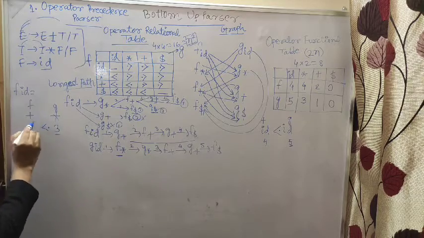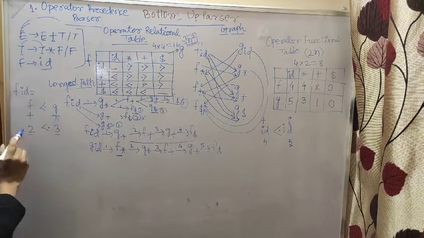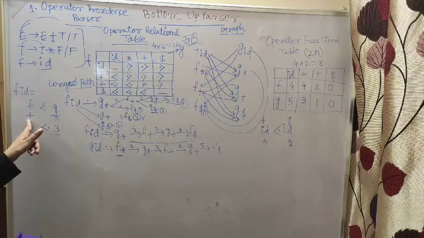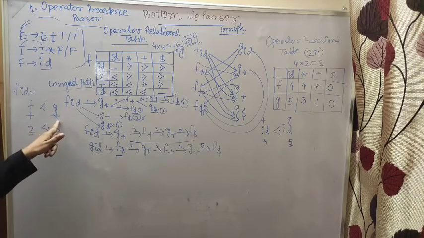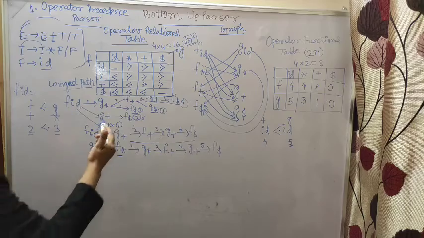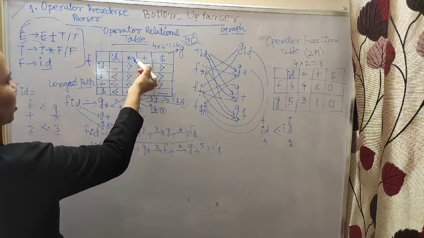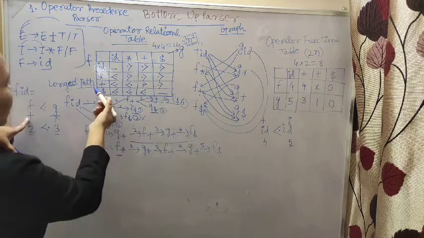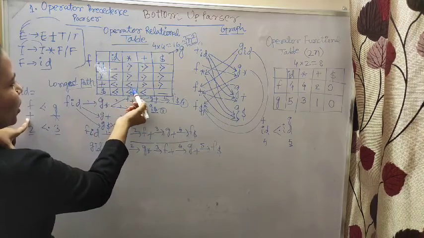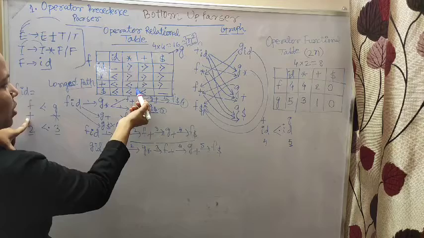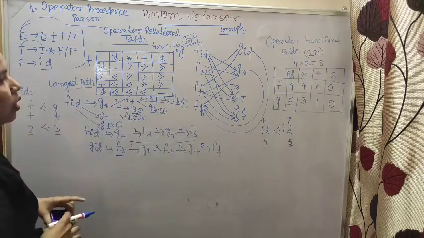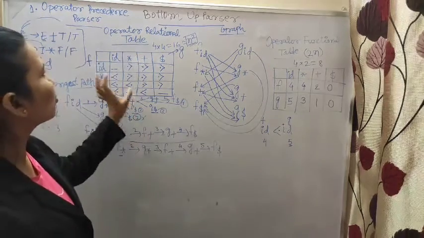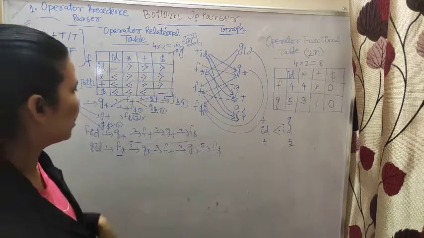So that means the precedence of plus is lower than the precedence of star. Star is higher. Now check from here, where is the star? Star has the highest precedence compared to plus. Look here, plus is the least precedence. Understood now? You can also convert this grammar through the parse tree.